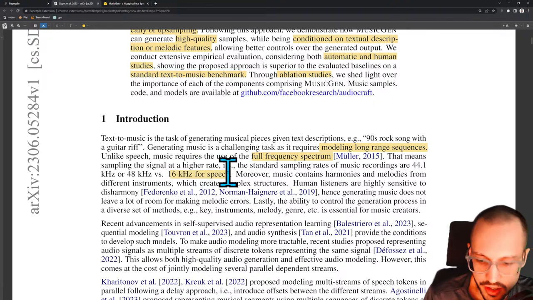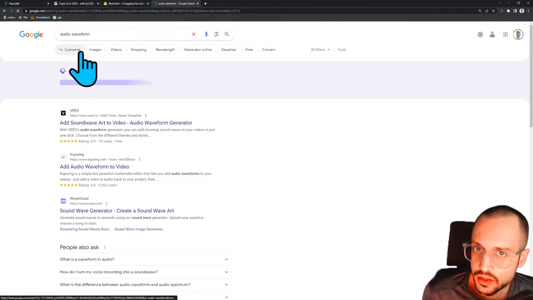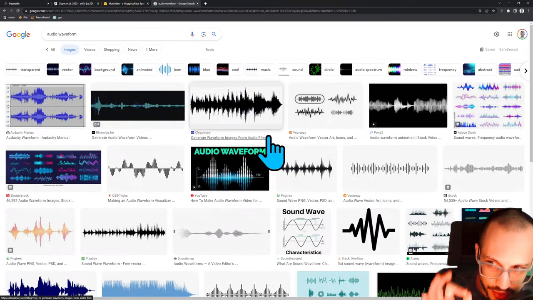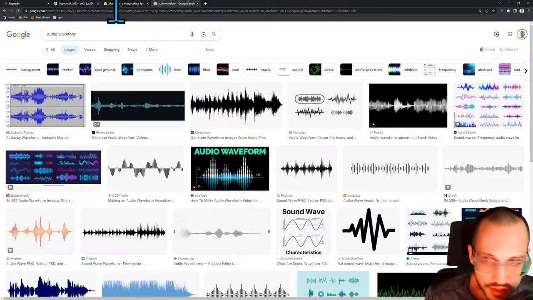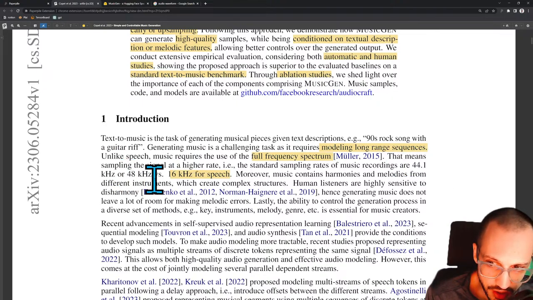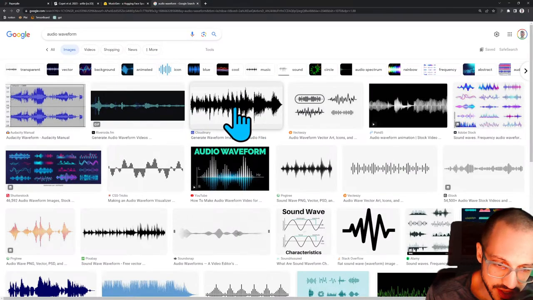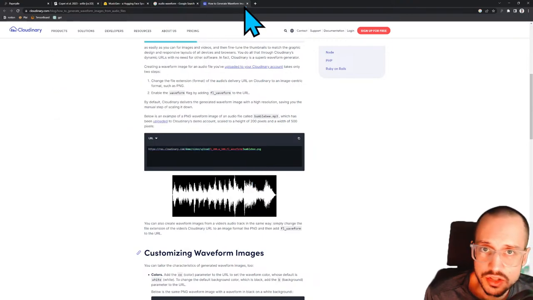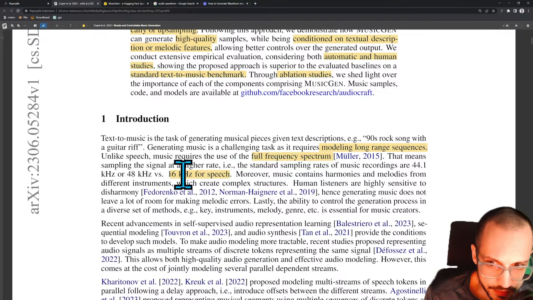So anytime you see an audio waveform, really what this represents is a bunch of samples. It's just a bunch of points. It's basically a wave over time. So 44 kilohertz versus 16 kilohertz. Hertz is basically one time per second. Kilohertz is 1,000 times per second. So 16 kilohertz is 16,000 times per second, which means that for every second of audio, there are 16,000 points, right? And that's why usually when you look at these, they look like they're very, very high resolution. So what they're saying here is that for speech, you can use a low sampling rate, like 16 kilohertz, but once you start going into the music world, you need to have these higher sampling rates.